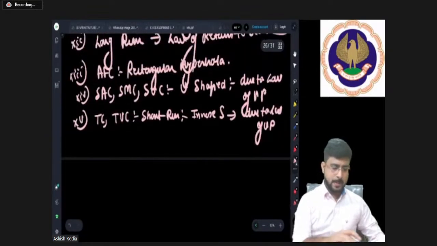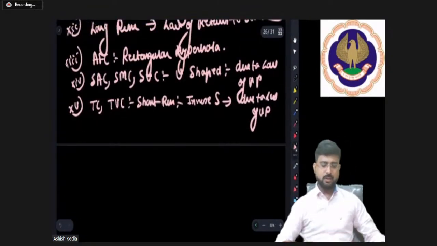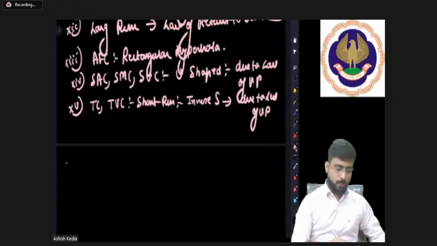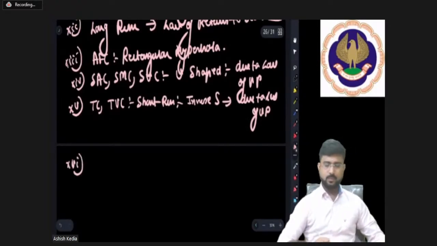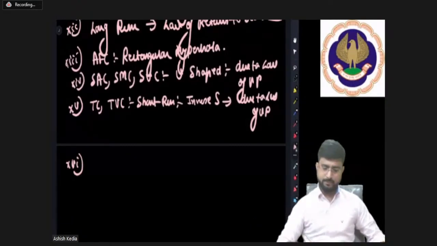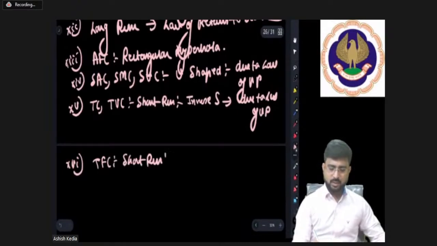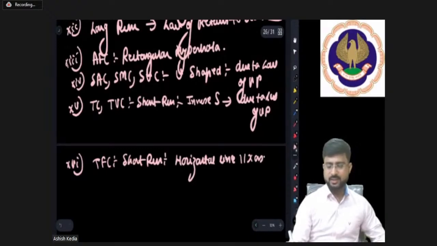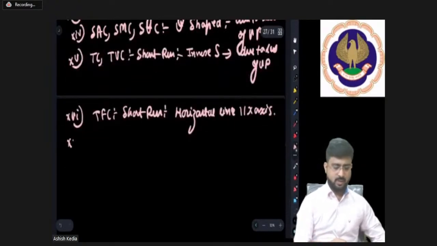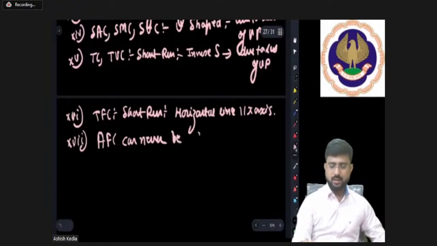Moving on. Number 15 you have copied. Point number 16: TFC in the short run is a horizontal line parallel to the x-axis. Next point, number 17: AFC can never be 0.